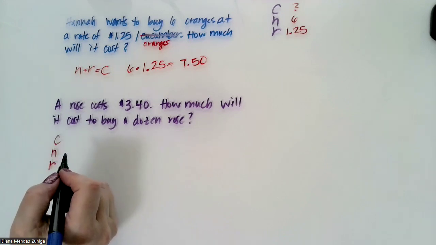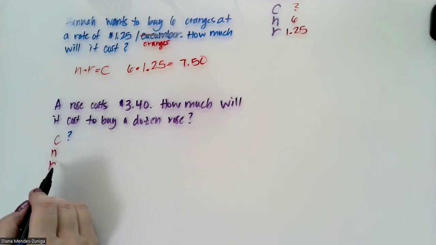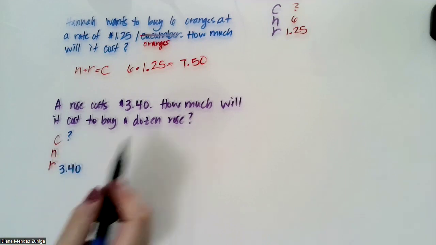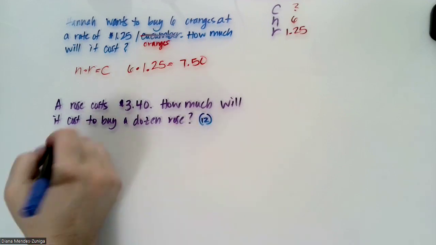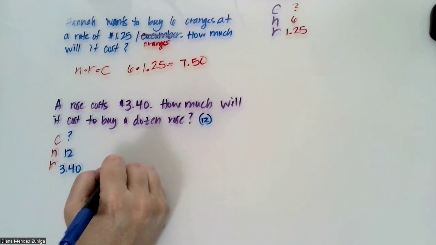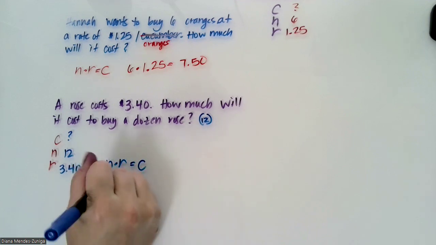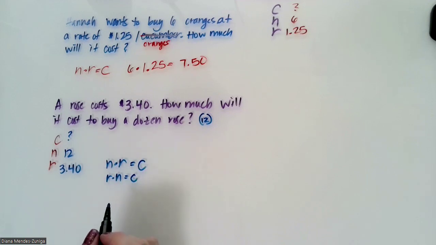Our C is going to be the total cost. We don't know that. That's what we're asking. How much is it going to be? We know that the rate is $3.40 per rose, and we want a dozen roses, and a dozen roses equals 12. So we're going to use the same formula, N times R equals C, or it can be R times N equals C, however you want to write it, as long as you have it multiplying because you have this missing value.